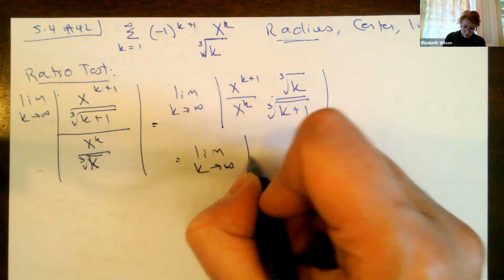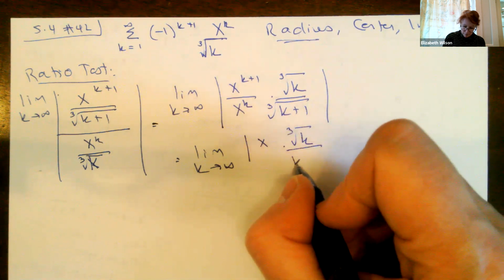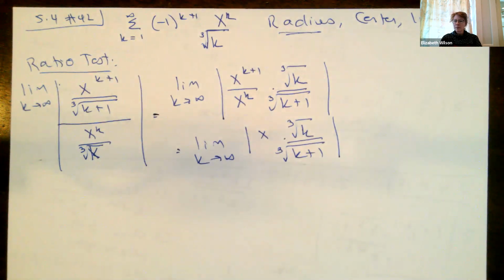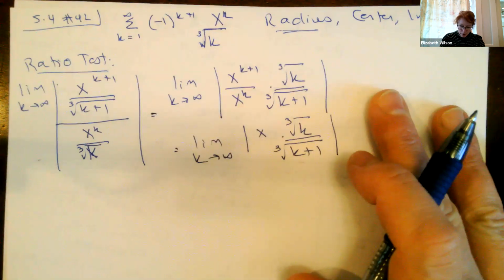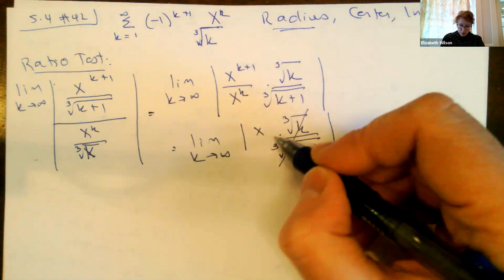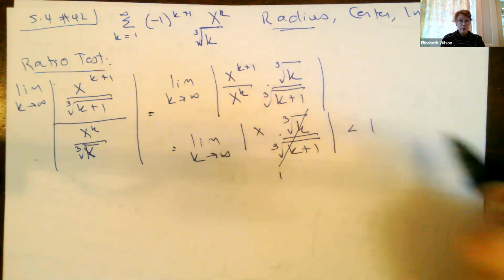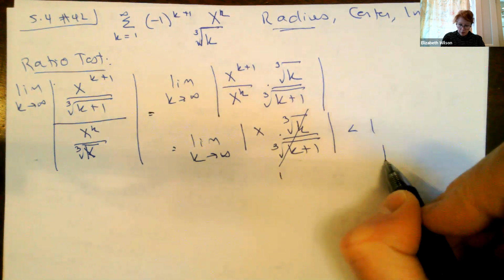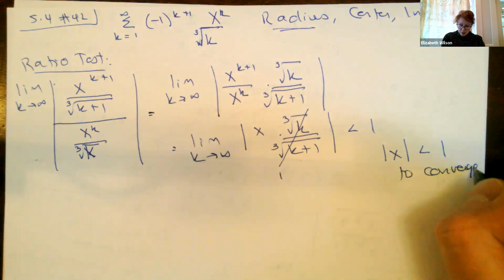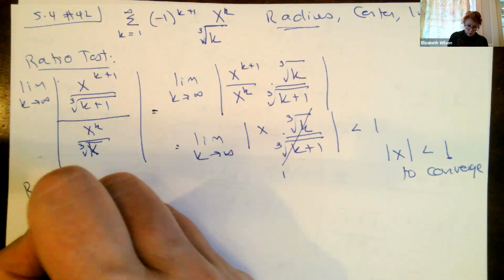Which is equal to x times the ratio of the cube roots. These have the same highest degree term as k goes to infinity, so they drop out and the ratio goes to 1. This is the ratio test on a power series. We want it to converge, so it has to be less than 1. So the absolute value of x is less than 1 to converge. This here is my radius. So I'll start summarizing: my radius is equal to 1.